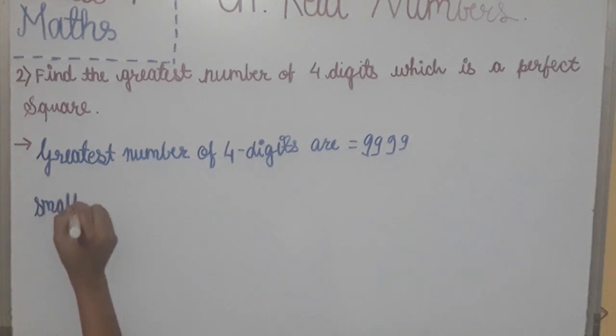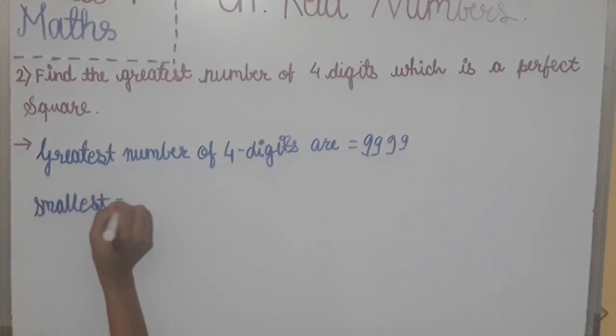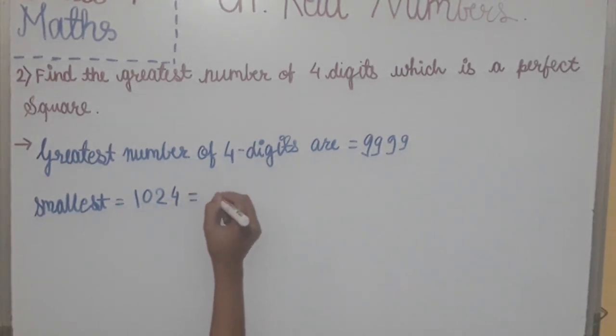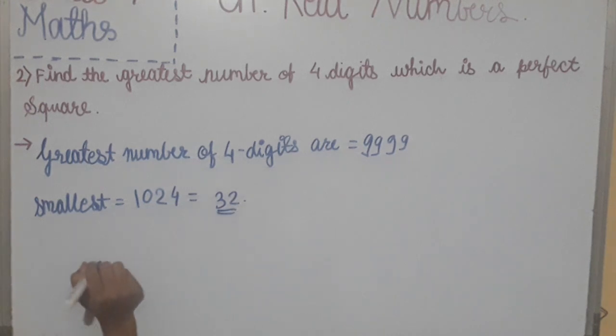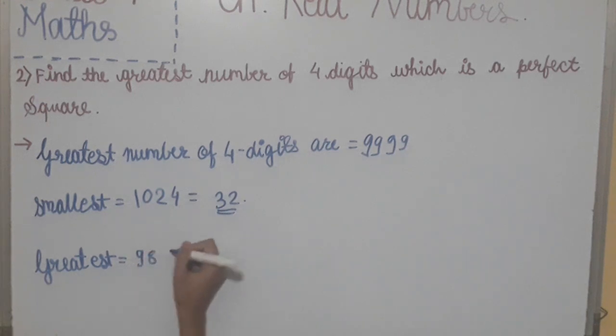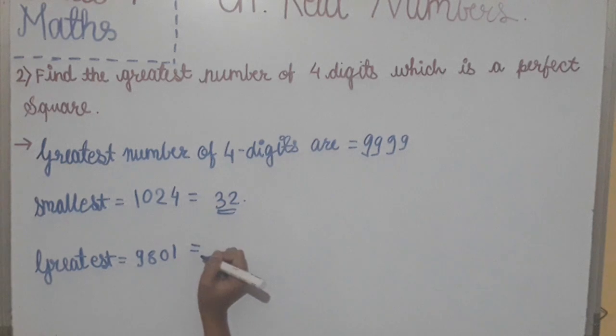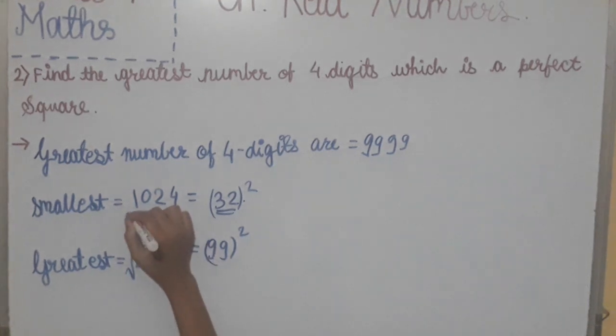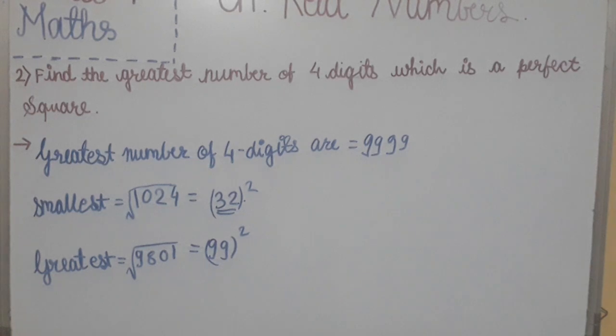Now, the smallest 4-digit number that is a perfect square is 1024, and that is the perfect square of 32. So the greatest number of 4 digits which is a perfect square is 9801, and that is the perfect square of 99. For this question, we have to learn the square and square root. This was the easiest question.